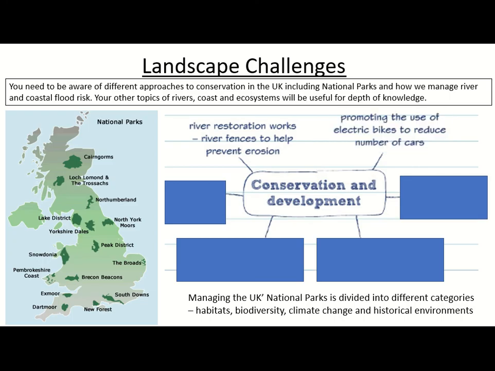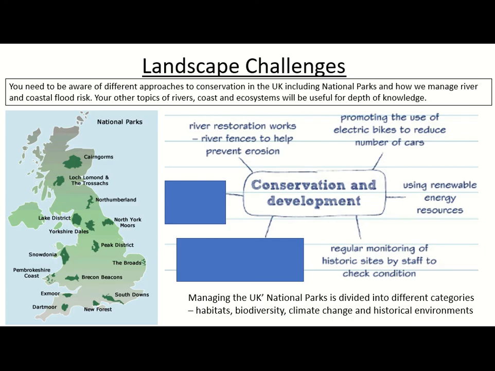Promoting the use of electric bikes to reduce the number of cars is another thing that you could do to help reduce the need to build more roads, etc., and reduce air pollution to those areas, and noise pollution too. Using renewable energy sources is another good way of reducing CO2 atmospheric pollutants, although a lot of renewable energy resources can affect the landscape because a lot of it's based on wind farms, which the UK utilises quite a lot, which a lot of people don't like so much.